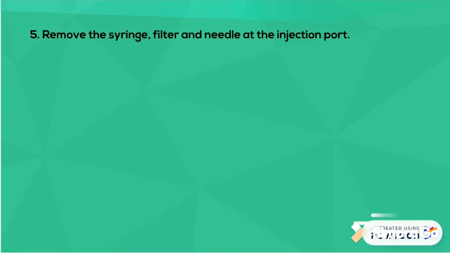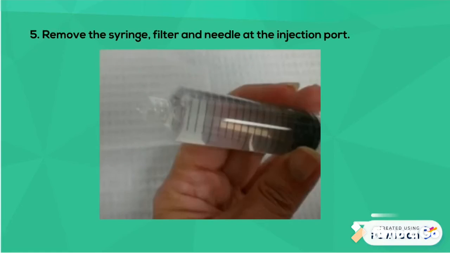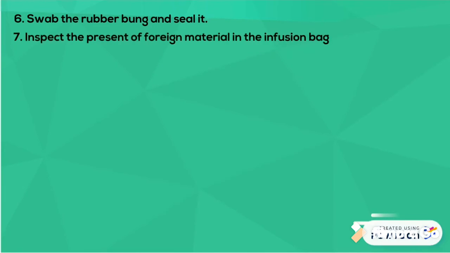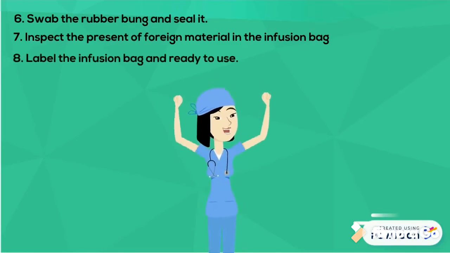Remove the syringe, filter, and needle at the injection port. Next, swab the rubber band with alcohol and seal it. Inspect for the presence of foreign materials in the infusion bag. If there are foreign materials, ensure that the infusion set used contains a filter. Last but not least, label the infusion bag and it is ready to use.